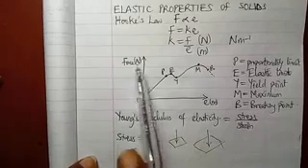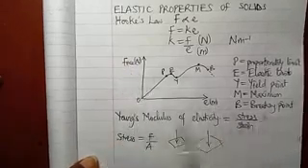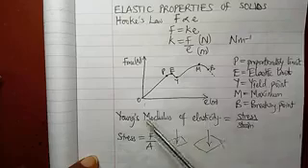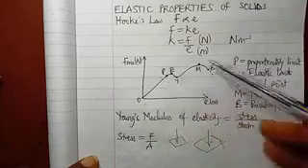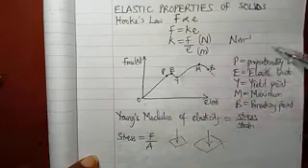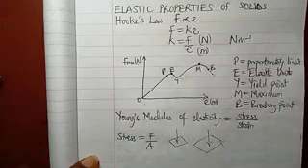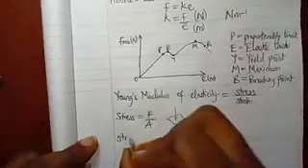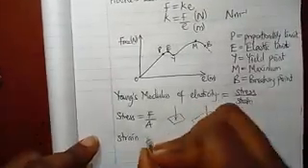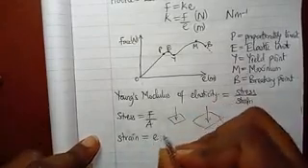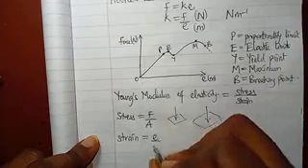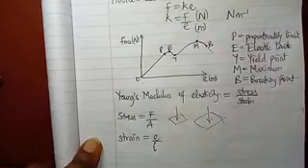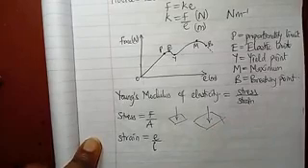And this force extension graph can also be plotted using stress against strain. That is a stress-strain graph. It will still have the same shape, and all these points on the graph will still remain the same with their meaning intact. Now let's talk about strain. Strain is the ratio of extension to the original length of the elastic material.